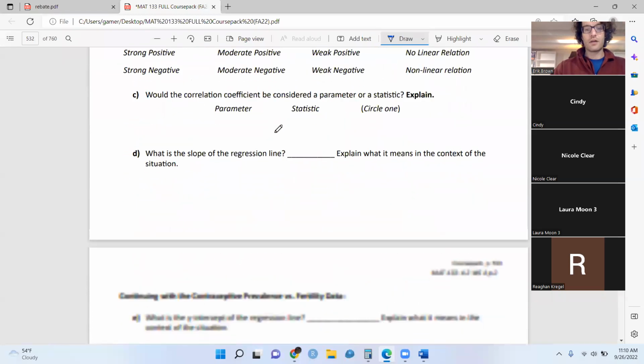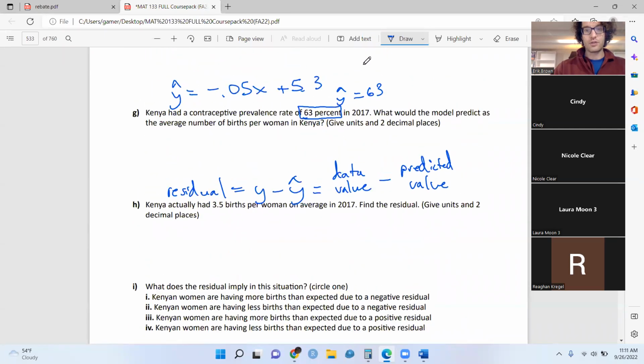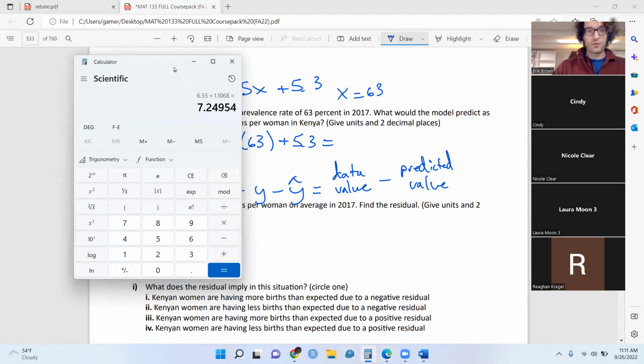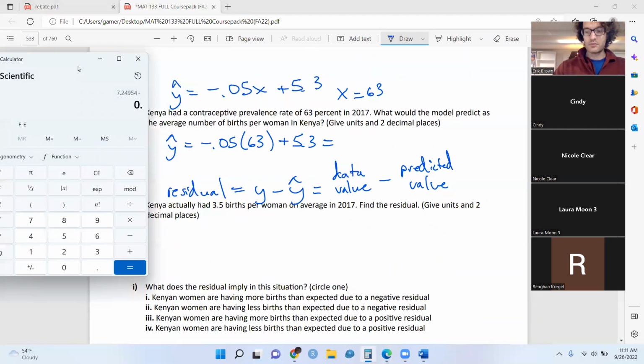So down here, we're saying that X is equal to 63. I know we already did this, but I think it's worth rehashing. So we're going to plug that value in for X to calculate a predicted birth rate for Kenya based on this contraceptive prevalence rate or percentage. This is the more straightforward one because you just multiply it out. We're supposed to give 2 decimal places.